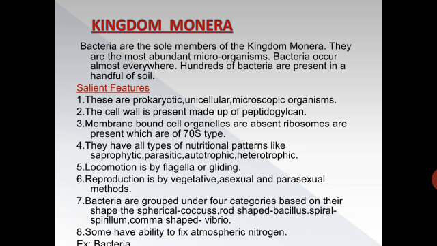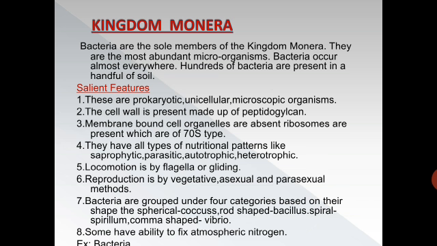Bacteria are grouped under 4 categories based on their shape. The spherical ones, that is the bacteria which are spherical in shape, are called coccus. Rod shaped are called bacillus. Spiral are called spirillum, and comma shaped are called vibrio.